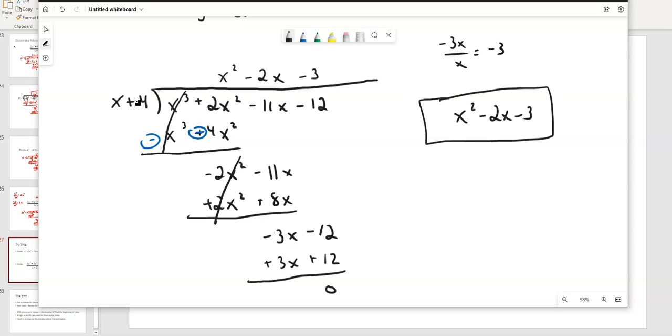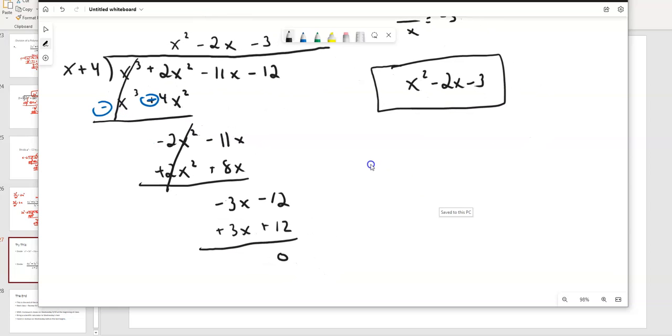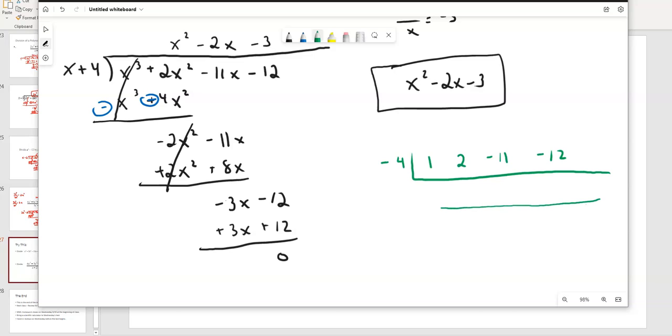Now, I had mentioned synthetic division. Here's what synthetic division is. First of all, it only works if you're dividing by something like x plus 4, where it's an x to the first power, and that 4 is an integer. So what you do is you put the opposite of the number you're dividing by on the outside of a set of brackets. So instead of plus 4, I'm going to put a minus 4. Then I'm going to put all the coefficients here: 1x to the third, 2x squared, negative 11x to the first, negative 12. Draw a second line underneath.